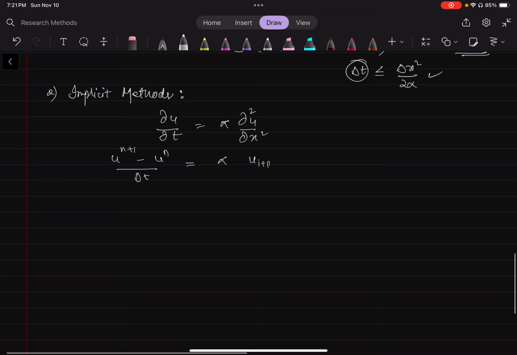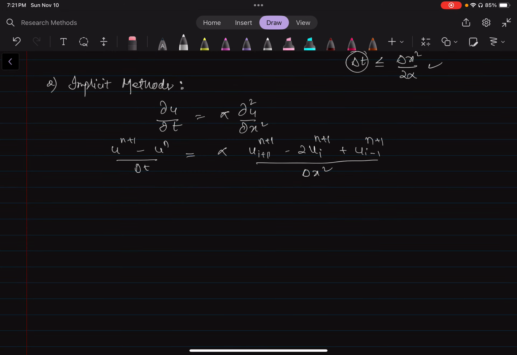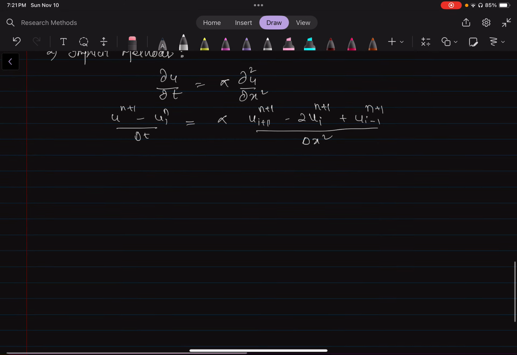u_i^{n+1} minus u_i^n, equals alpha times u_{i+1}^{n+1} minus 2u_i^{n+1} plus u_{i-1}^{n+1}, divided by delta x square. So this is the discretization based on implicit formulation of things. And if we rearrange the things, this comes out of the form which is this: minus alpha delta t by delta x square times u_{i-1}^{n+1}, plus 1 plus 2 alpha delta t.